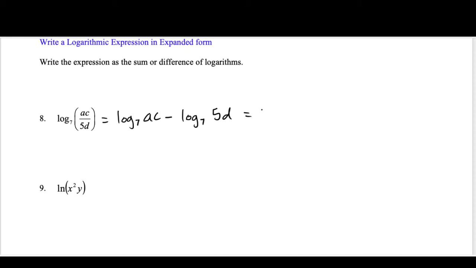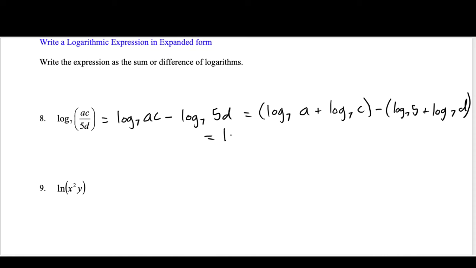So this is equal to log base 7 of A plus log base 7 of C minus the quantity log base 7 of 5 plus log base 7 of D. And then, without the parentheses, I could just write this as log base 7 of A plus log base 7 of C minus log base 7 of 5 minus log base 7 of D.